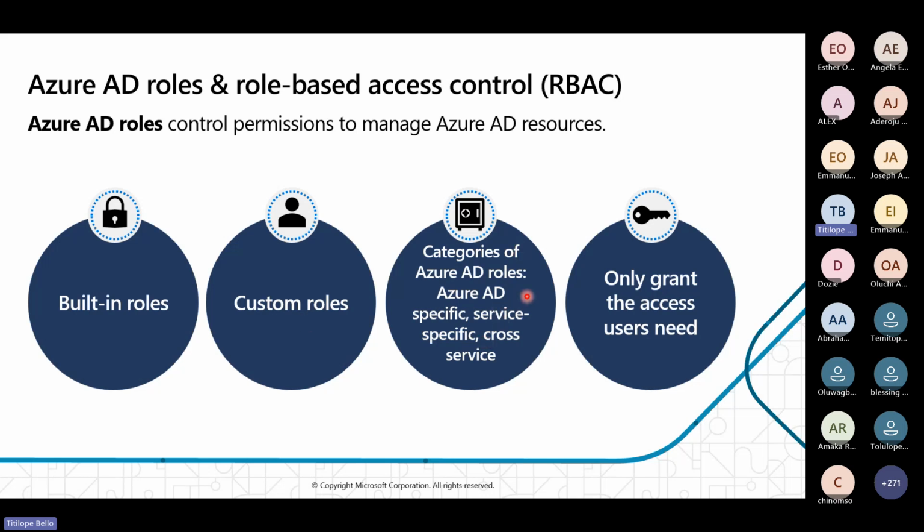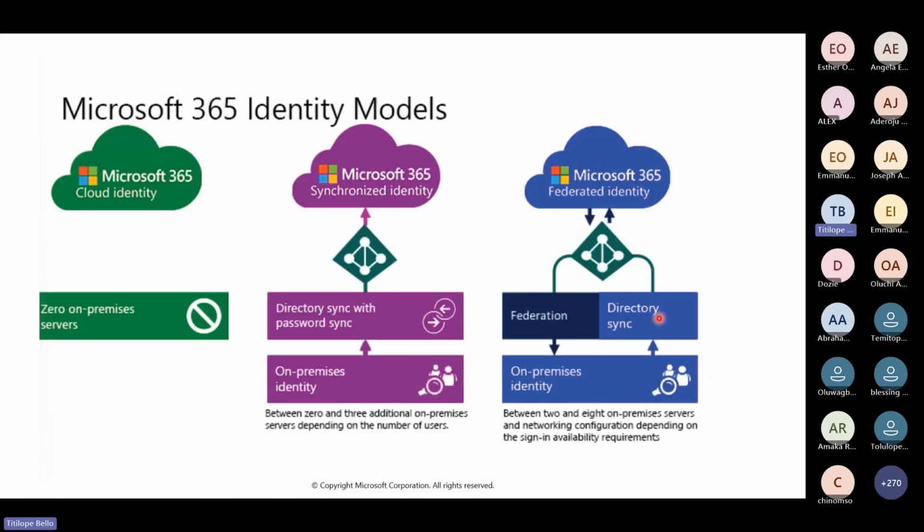Then for categories of roles in Azure AD, we have Azure AD specific roles, service specific roles, and cross service specific roles, right? But what RBAC is really doing is granting only the necessary access that a user needs to perform their task, right? I hope I'm able to break that down for us. Okay, we are getting there, right? Now, let's talk very quickly about Microsoft 365 identity models.